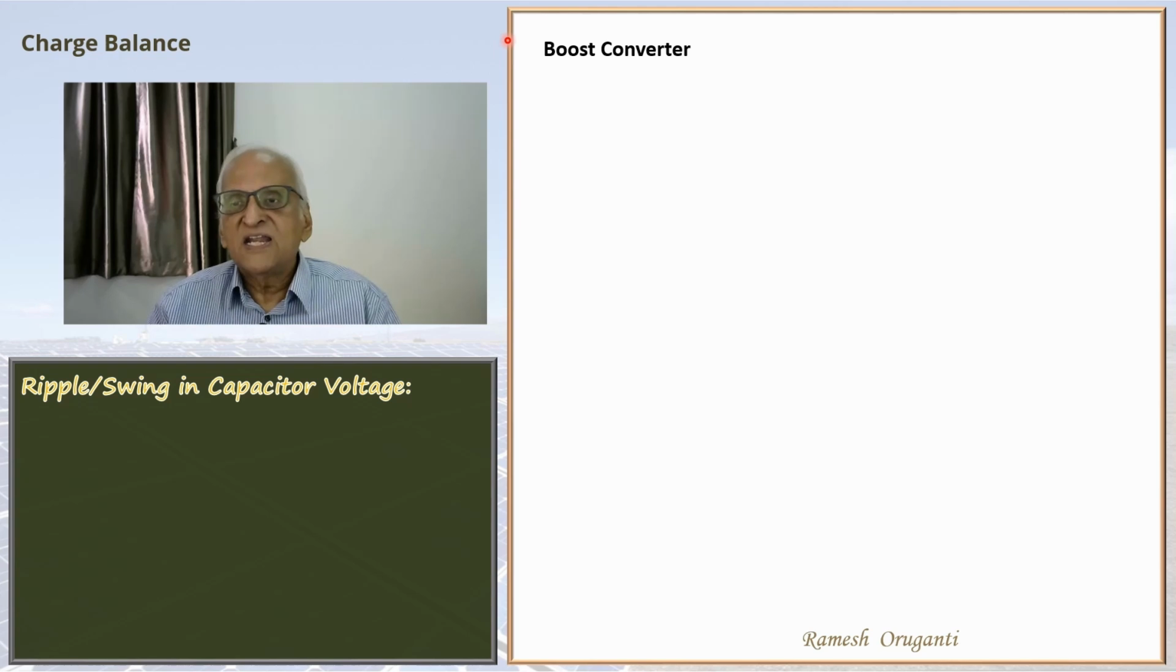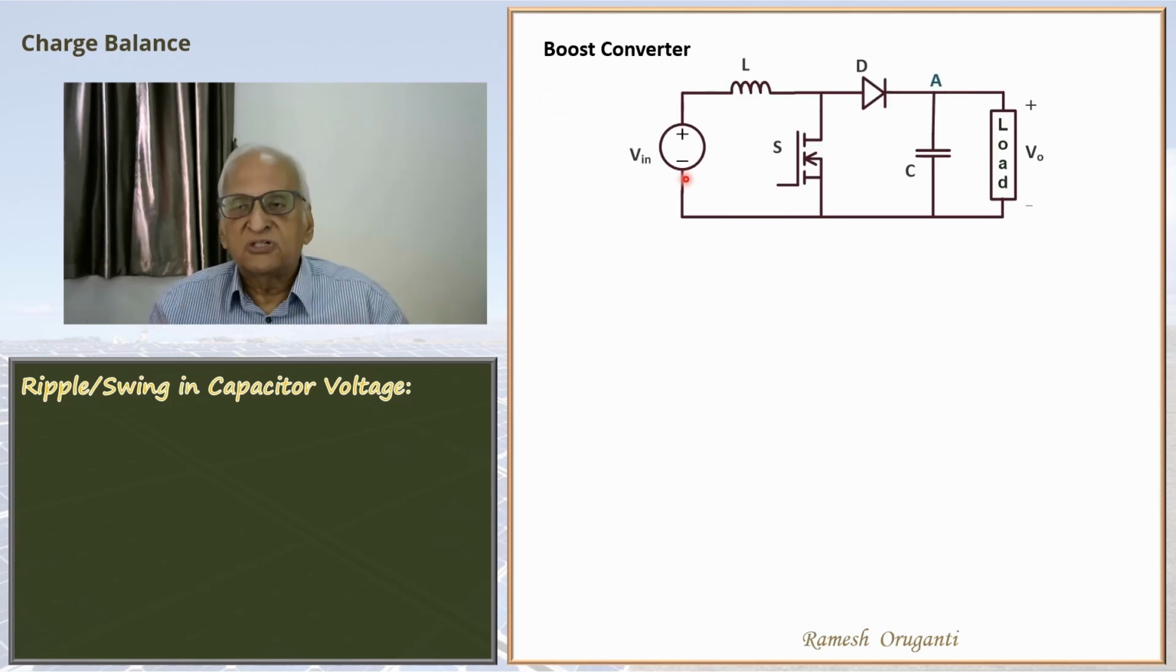Boost converter, as the name implies, boosts the voltage. It's a DC to DC converter. The output voltage is always higher than the input voltage. If the input voltage is 100 volts, we can get 125 volts output, we can get 150 volts output, but we can never get 75 volts output, for example.